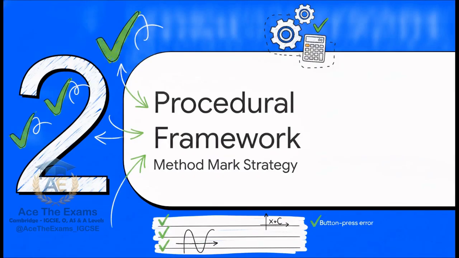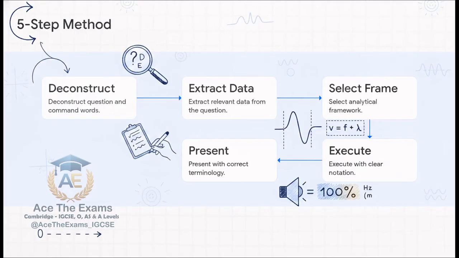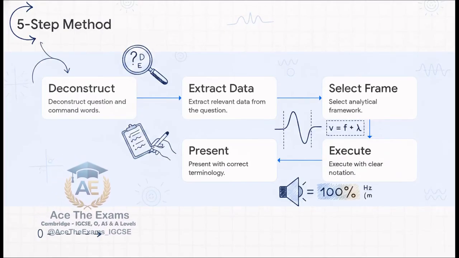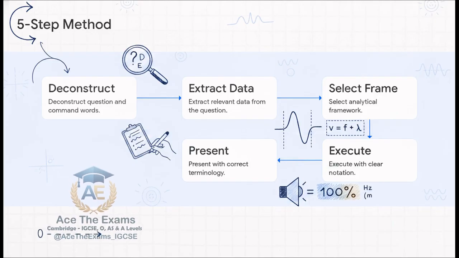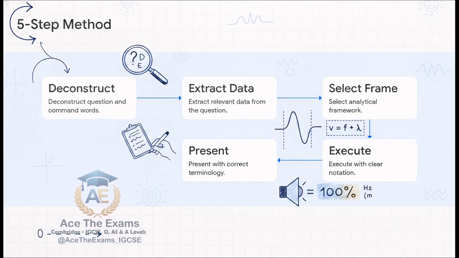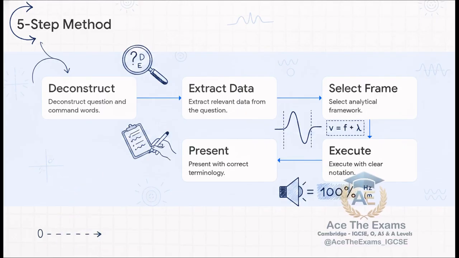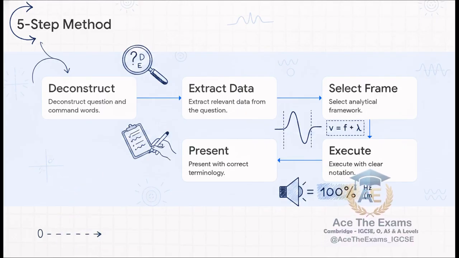Which leads us perfectly into Section 2, the procedural framework. This is what we call the method mark strategy. Here's a secret you need to know about the marking room. Examiners are actively looking to give you marks for your process. They want to award you points. Even if your final calculator button press goes totally wrong and you get the final answer wrong, you can still get almost all the marks if your method is clear.